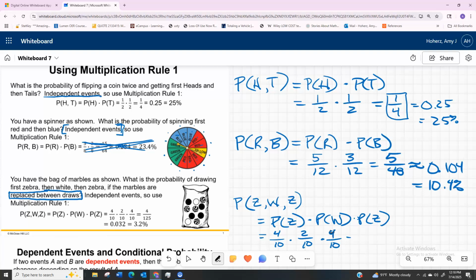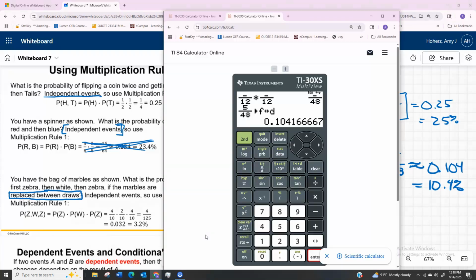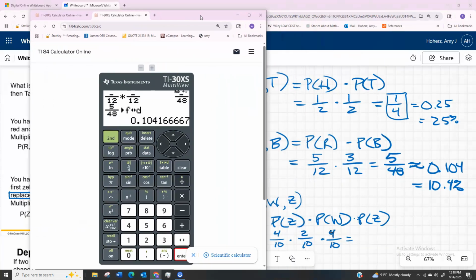Okay? And so then, again, we just multiply this on our calculator. You don't have to do this by hand. You can if you want to. If you like doing fractions and you're comfortable with it, you can do it by hand.